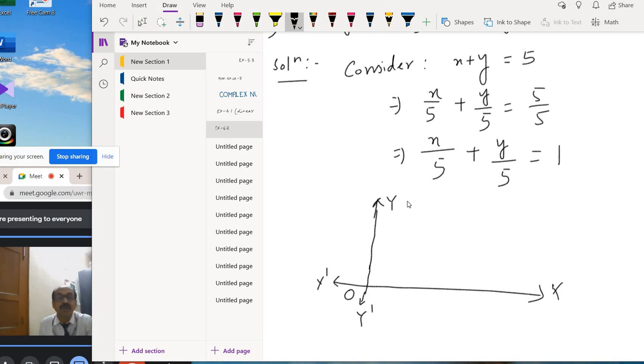Now, x by 5 on the x-axis is 5 units. So from O, count 1, 2, 3, 4, 5. Suppose this is 5, and y by 5 on the y-axis also 5. Count, this is 5. Okay. Now draw these 2 points. Join these 2 points. So drawn.